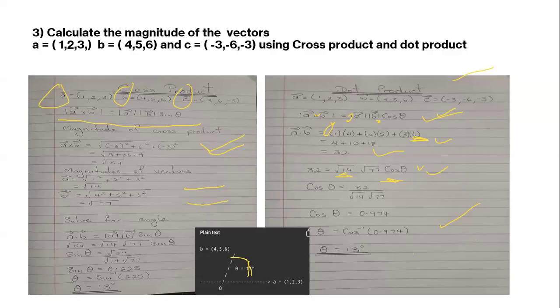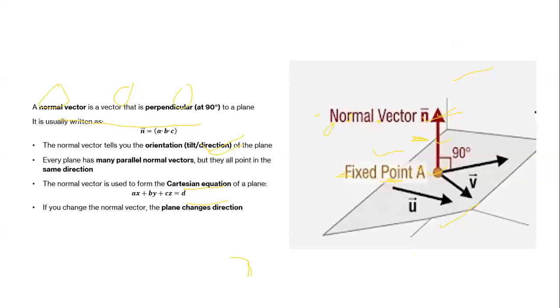So in a nutshell, we use the cross product to find the perpendicular or the normal vector. We use the dot product to find the equation of a vector. We could use the cross product to find the magnitude of a vector. Also, we could use the dot product to find the magnitude of a vector as well, using the formula magnitude of vector A times magnitude of vector B times sine theta, or magnitude of A times magnitude of B times cos theta. And that's it for the dot product and cross product.